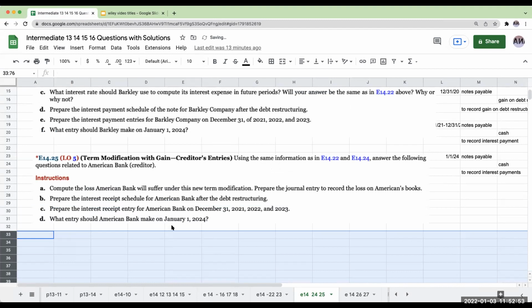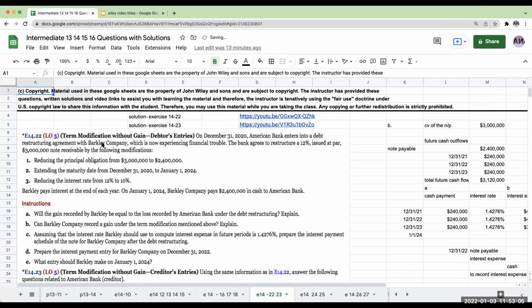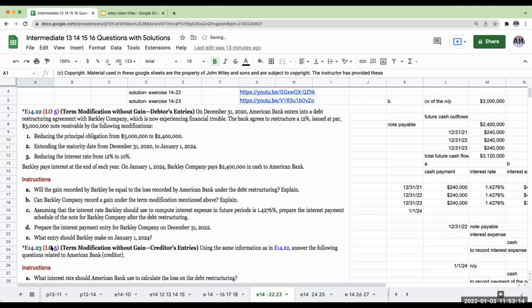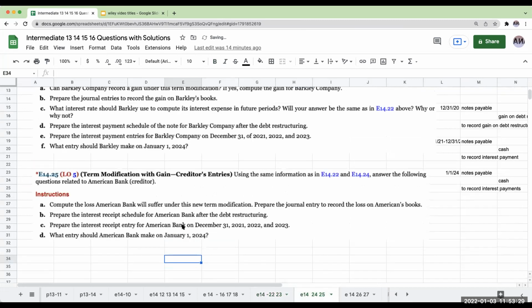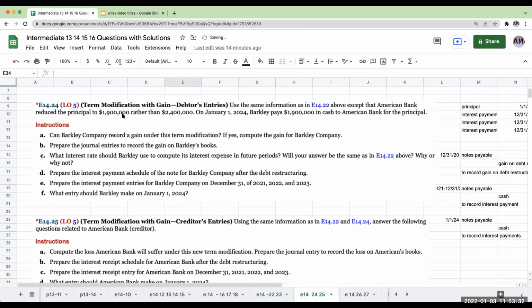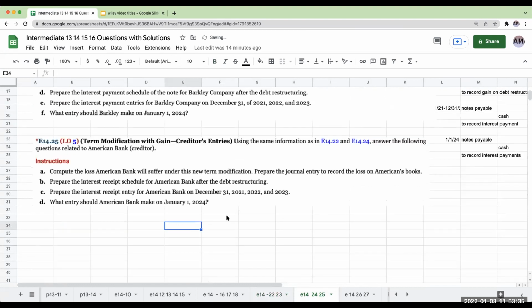So we have a situation with gym, tanning, and laundry. No, not that situation. We have now American Bank loaned money to Barclay, and they essentially decided to restructure the note. For exercises 1420 through 23, it went from 3 million to 2.4 million, and the interest rate went down from 12% to 10%. In this situation, it's not 2.4 million, it's 1.9 million, and the interest rate is going to be at 10%.